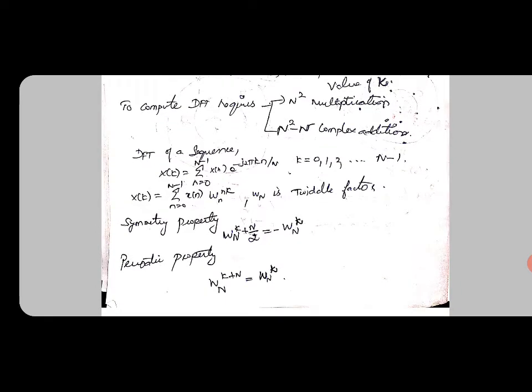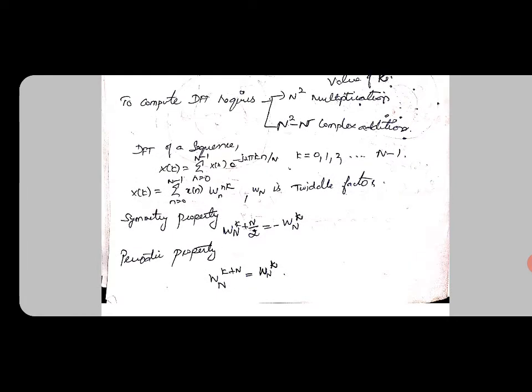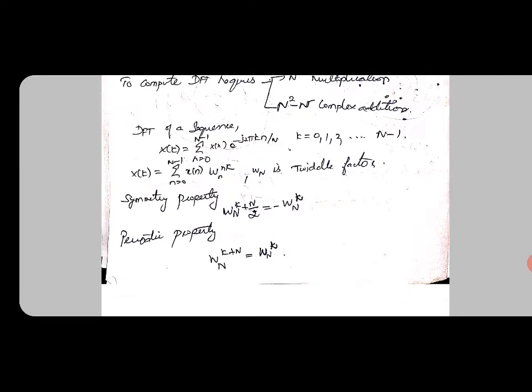We have some properties related to twiddle factor. First one is the symmetry property: W n power k plus n by 2 is equal to minus W n power k, and the periodicity property, which says that W n power k plus n is equal to W n power k. Actually there are some properties related to DFT. In objective questions like match the following, they will ask about the properties of DFT, so this is also very important.